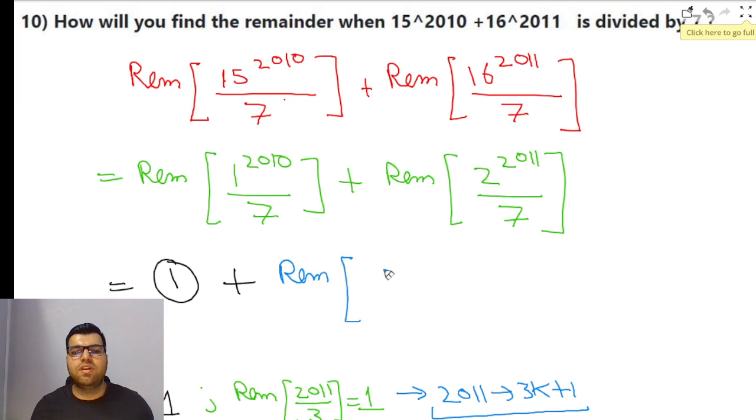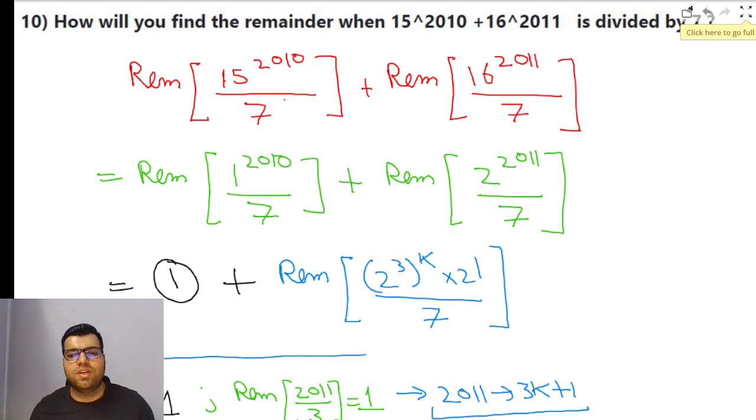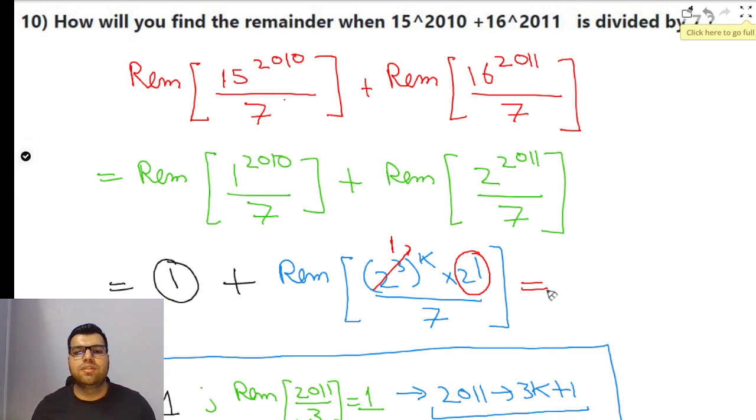remainder of 2 raised to power 2011, so I wrote it as 2 raised to power 3k plus 1, which is 2 cube raised to power k into 2 raised to power 1, divided by 7. By now I think students must have known the answer. See, 2 cube is 8, and the remainder of 8 with 7 is 1. So this whole quantity is 1. We are just left with 2 raised to power 1, which is 2. So what will be the answer? 1 into 2, remainder of 2 with 7, so 1 plus 2. So the answer is simply 3.